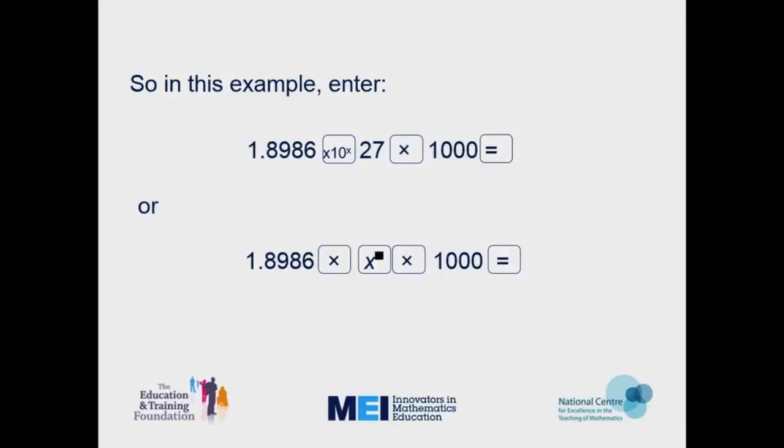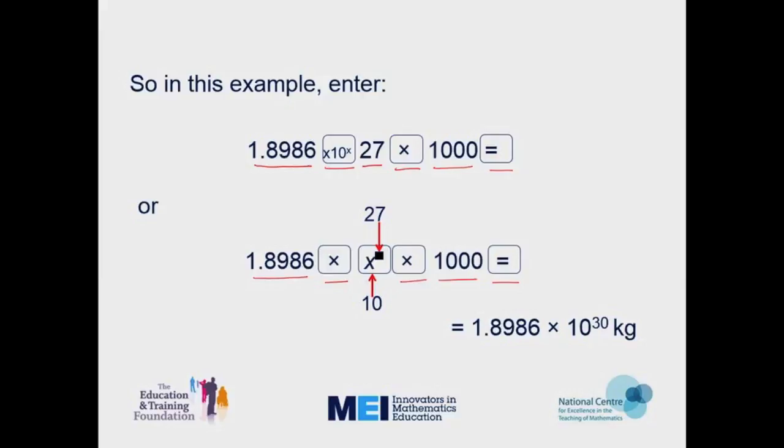So in this example, we would enter 1.8986, press the times 10 to the x button, enter 27, press the times button, enter 1,000 and press the equals, or put in 1.8986, press the times button, press the x to the power button, put in a 10 for the x and a 27 in the power, press the times button, enter 1,000, press the equals, and in both cases the answer will come out to being 1.8986 times 10 to the 30, and I've put in kilograms.